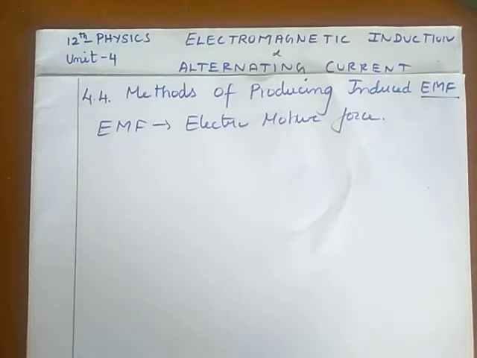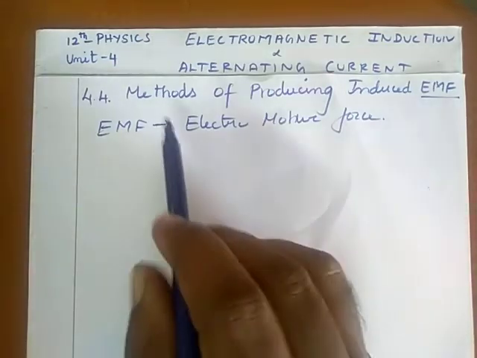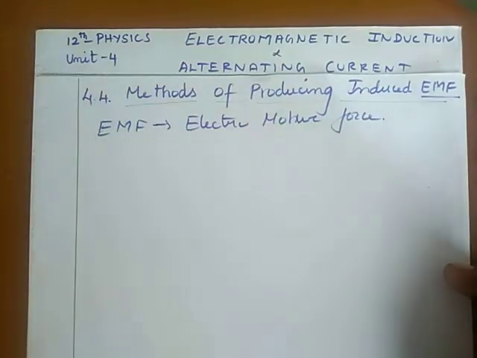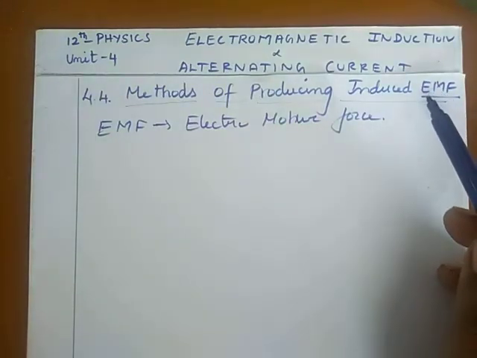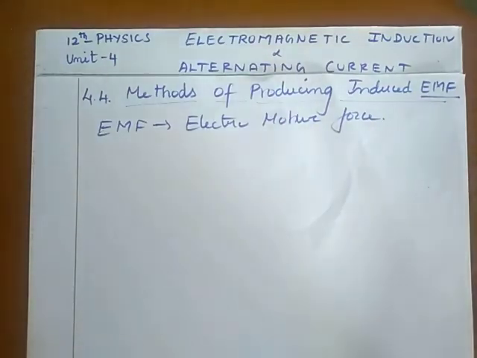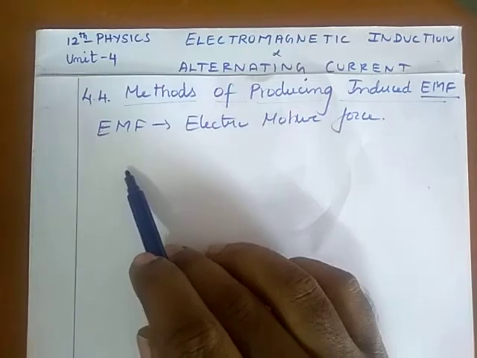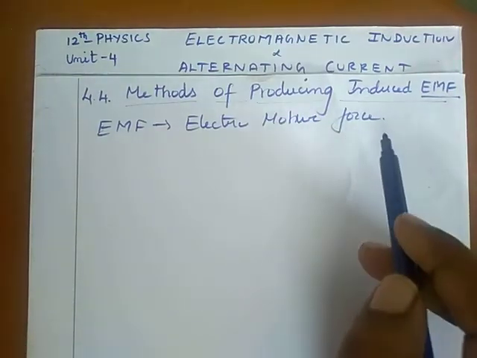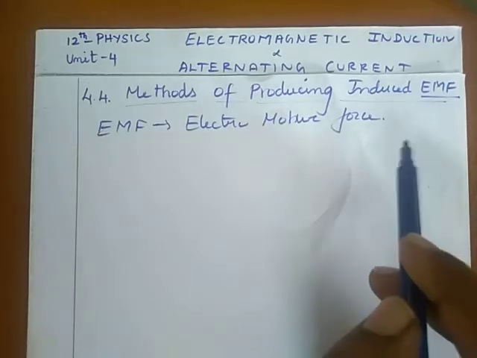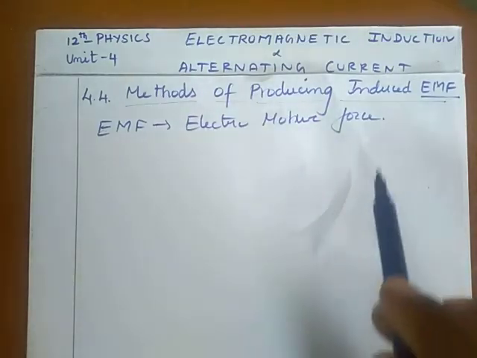Here in this video, let me see what are the methods of producing induced EMF. We know according to Faraday law, EMF can be produced by changing the magnetic flux. Here let me see what are the methods to change the magnetic flux to produce induced EMF. EMF is an electromotive force. Actually, it is not a force, it is a work done in moving the charge in a circuit.